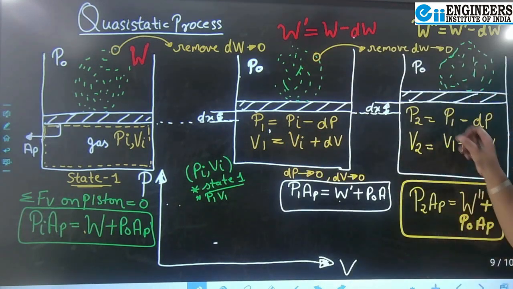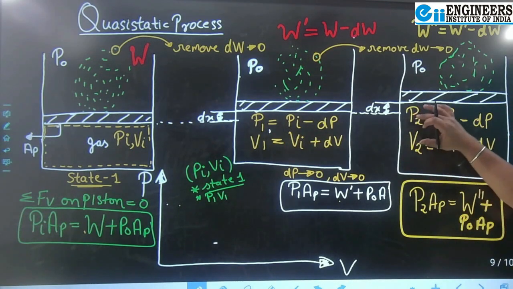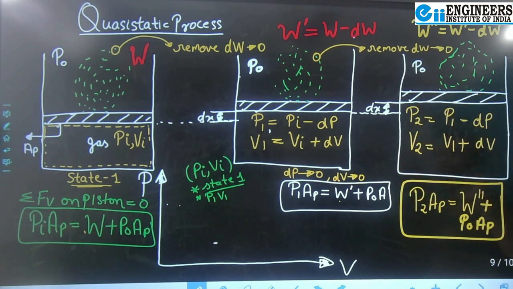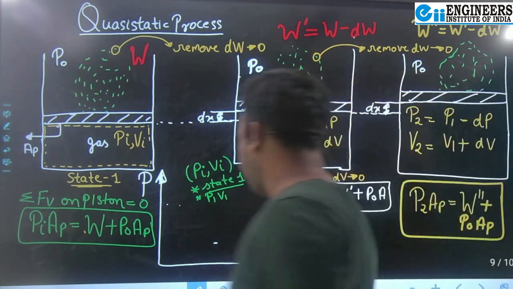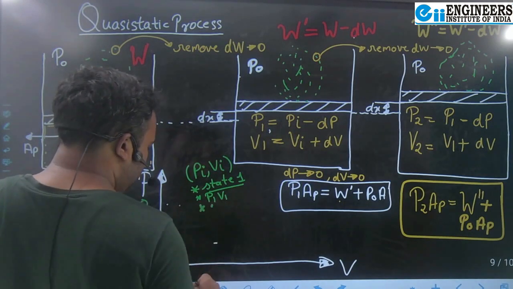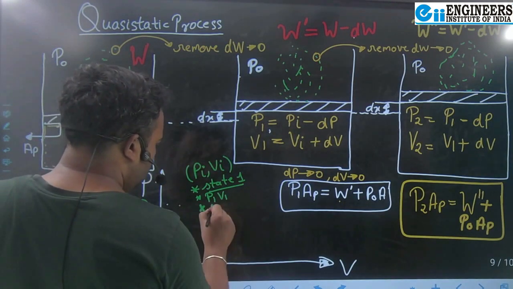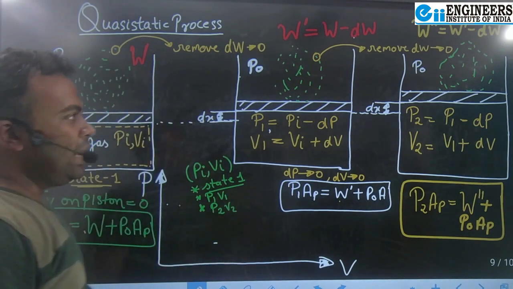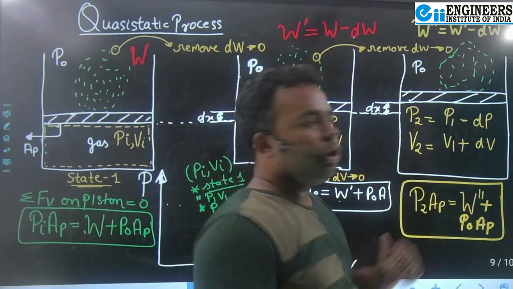Because now thermodynamic equilibrium is established, right? Pressure is completely maintained, volume is maintained everywhere. It is not fluctuating. All the properties are now established, right? When the properties are established, I can say the state of the system is fixed, so I can plot this state over here. So this is P2, V2, right?